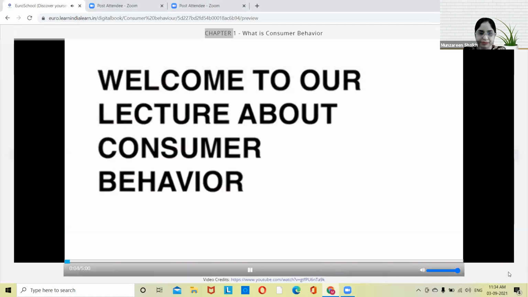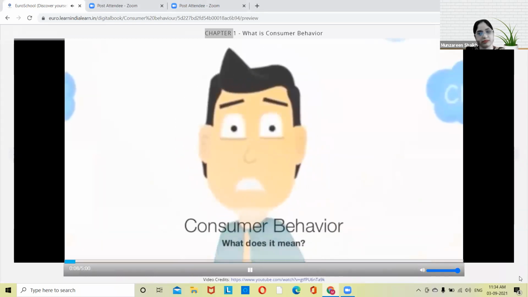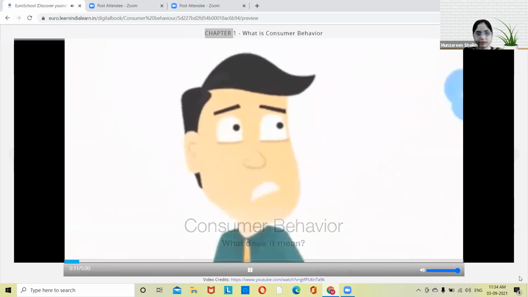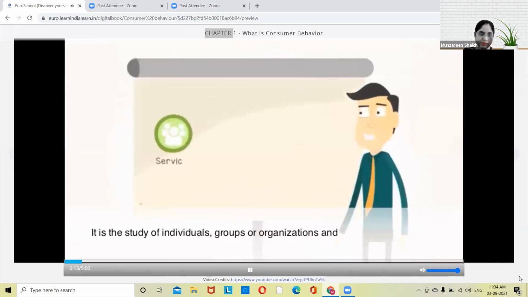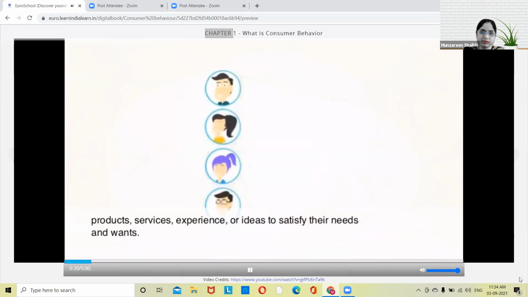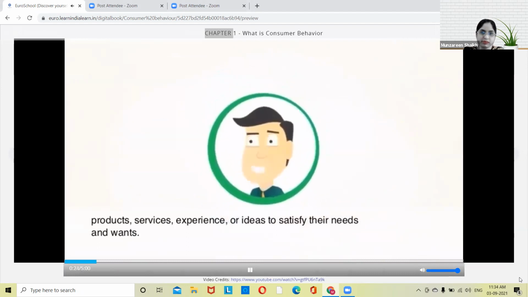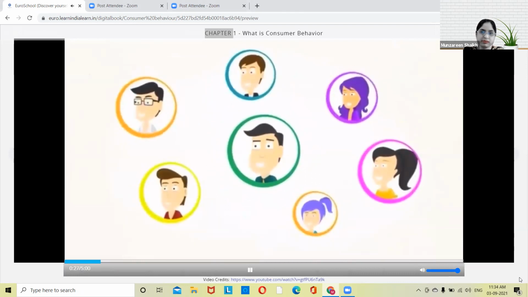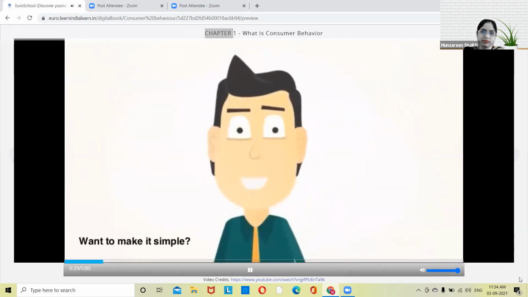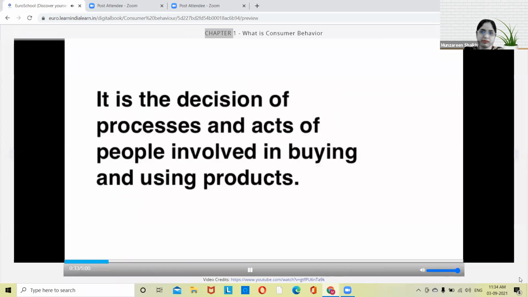About consumer behavior. Consumer behavior. What does it mean? It is the study of individuals, groups or organizations and processes they use to select, secure, use and dispose of products, services, experience, or ideas to satisfy their needs and wants. Want to make it simple? It is the decision of processes and acts of people involved in buying and using products.